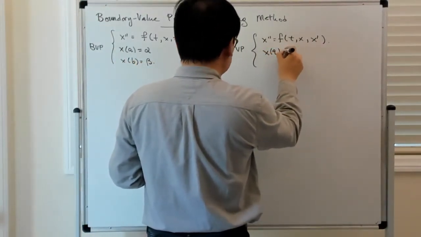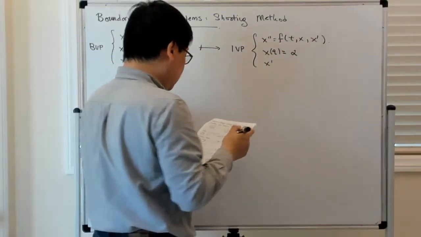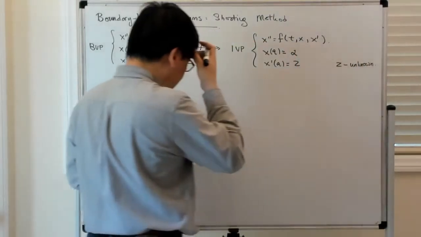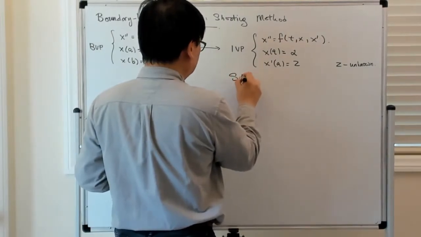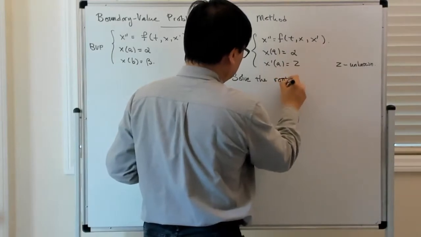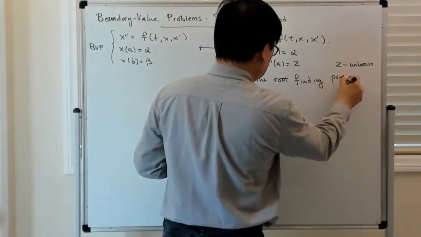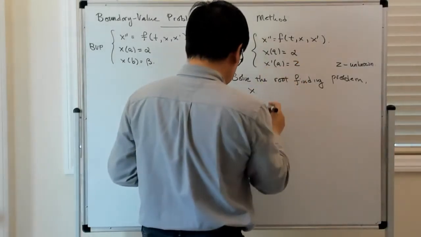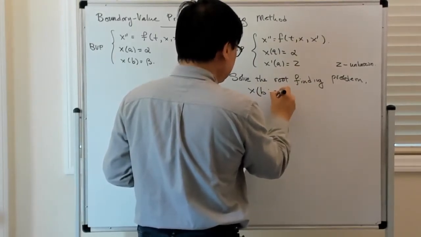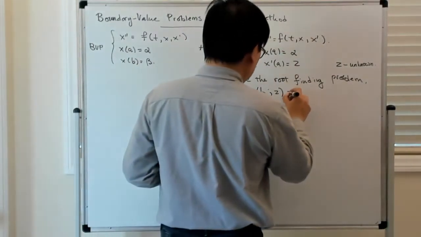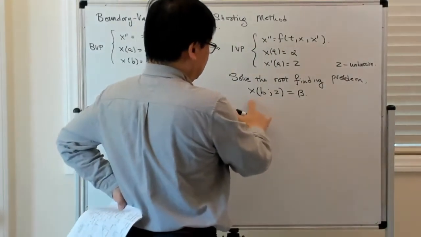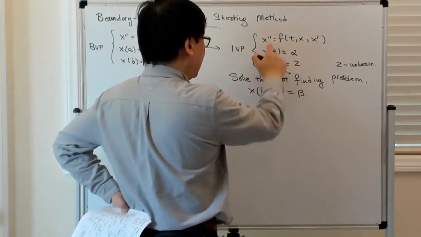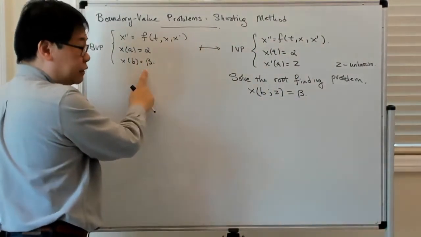Then you have x of a is equal to alpha, and you're going to guess at some initial velocity, x prime of a is equal to z, where z is sort of some unknown. The basic idea then is that you want to solve a root finding problem. You have a solution x, which I'm going to think of as parametrically dependent on z. So I'm going to have x at the point b, parametrically dependent on z, and I want this to be equal to beta. So I'm going to try to solve for z so that the solution of the initial value problem, where z is the initial velocity, at time b is equal to beta, which is the right boundary condition of the original problem.